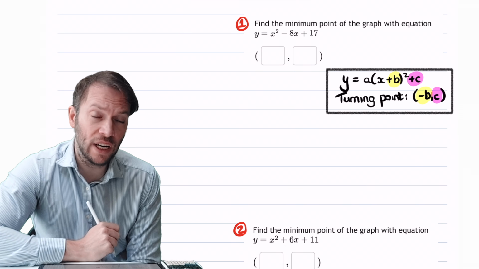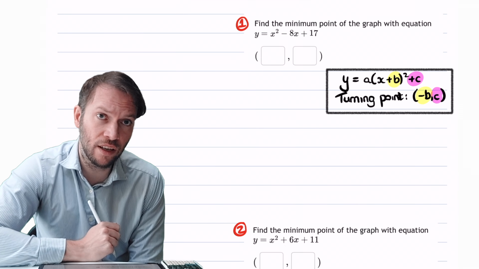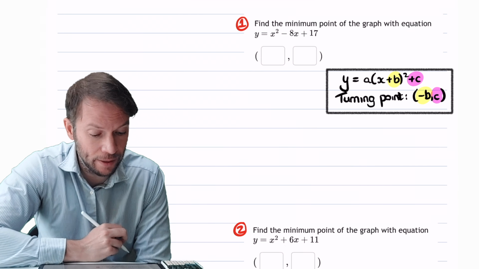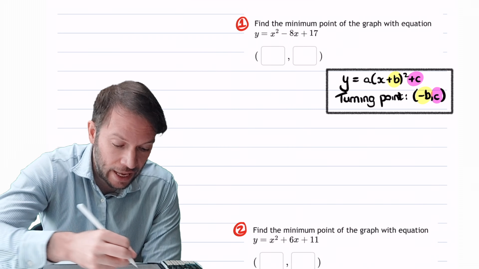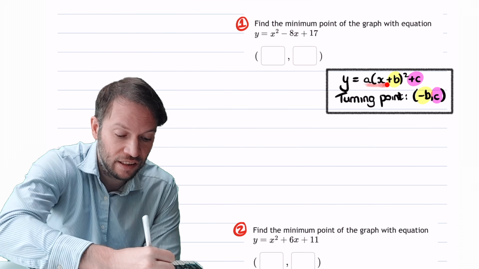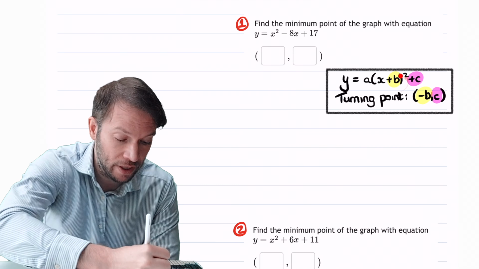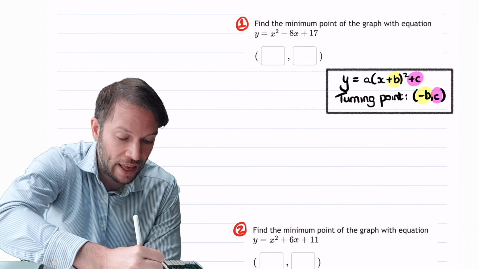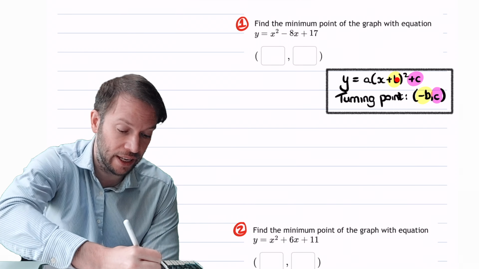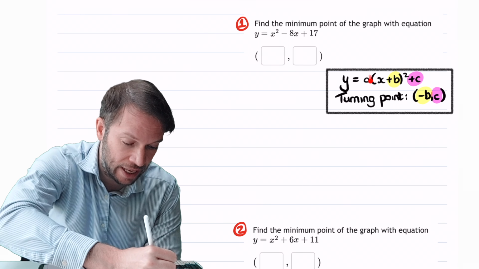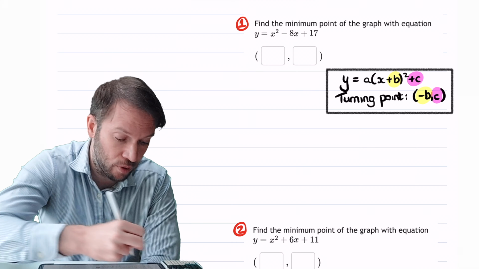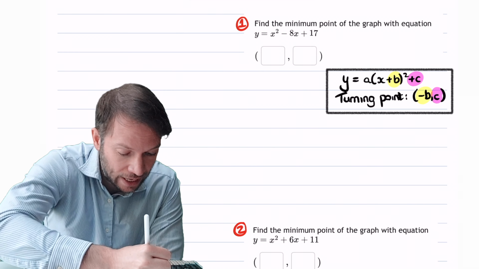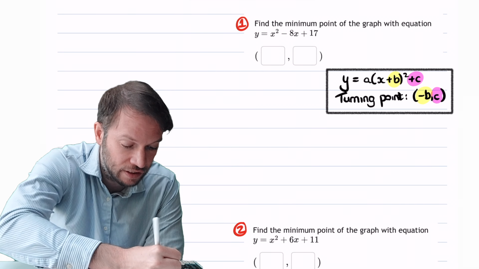In this video, we're going to identify the minimum point of a quadratic graph by completing the square. Now, we previously saw that if you have a quadratic expression in completed square form, where we have a bracket squared with x plus or minus something in that bracket, and then we might be multiplying it by a number and adding a number at the end, then the turning point would be this.